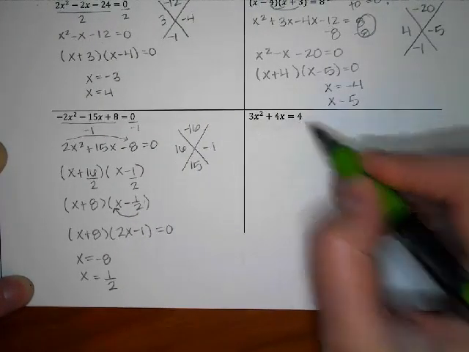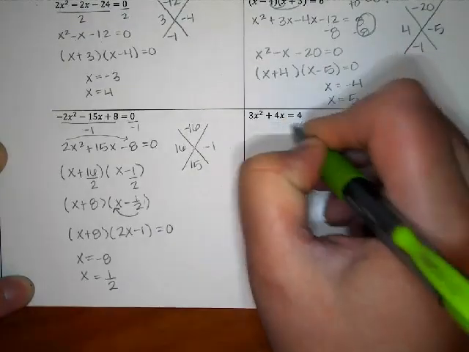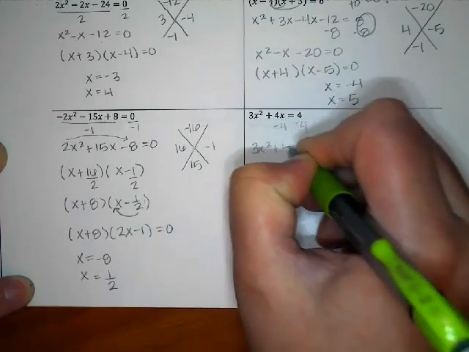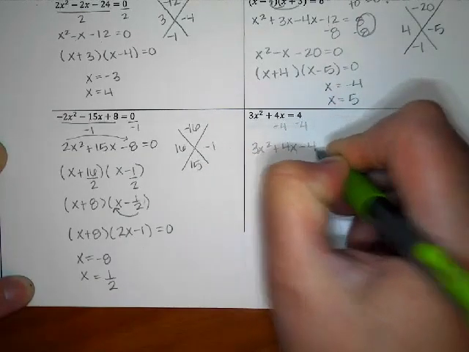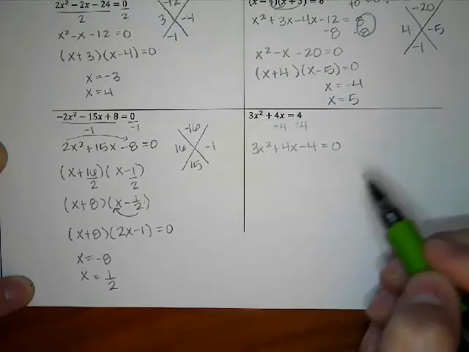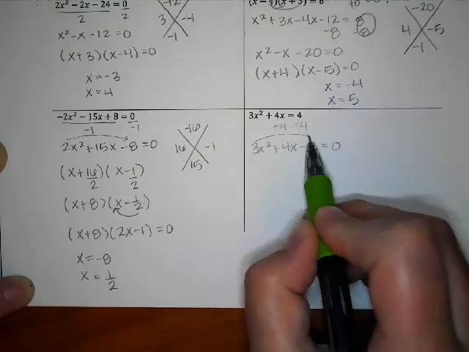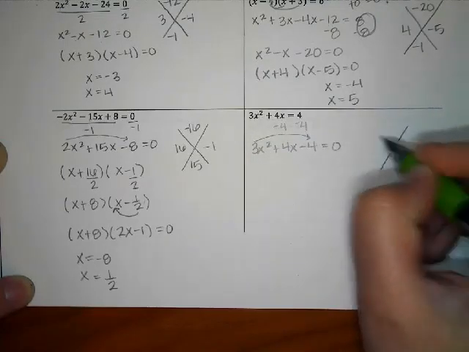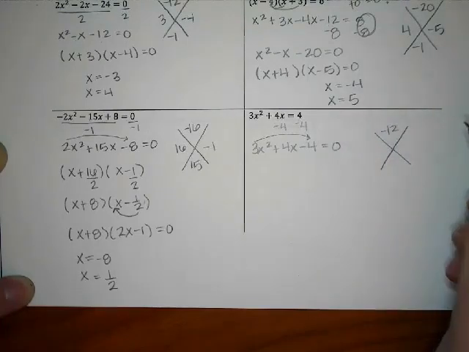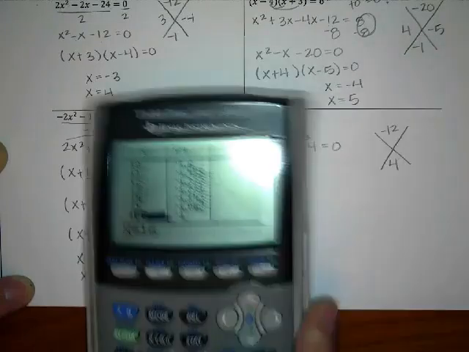This one currently equals 4. It should equal 0. So I'm going to subtract the 4, giving 3x squared plus 4x minus 4. And then I'm going to do slide, divide, bottoms up. So slide the 3 over to the 4. 3 times -4 is -12. So I'm looking for two numbers that multiply to -12 but add to +4.